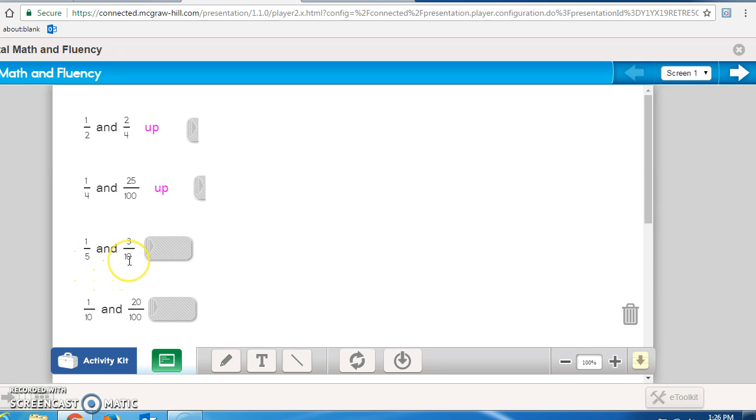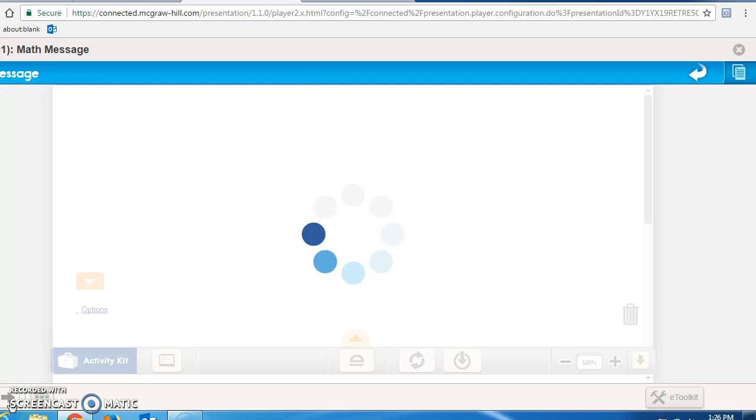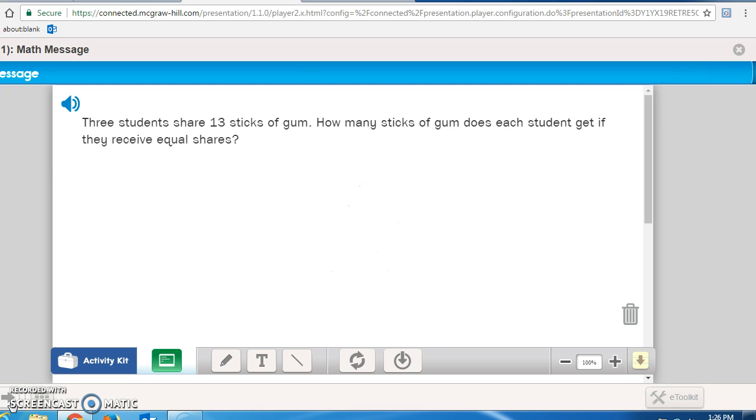5 times 2 is 10. Oh, but 1 times 2 is not 3. So that's a thumbs down. And 10 times 10 is 100. But 1 times 10 is not 20. So that's another thumbs down. Keep practicing those multiplication facts because they're really going to help you.